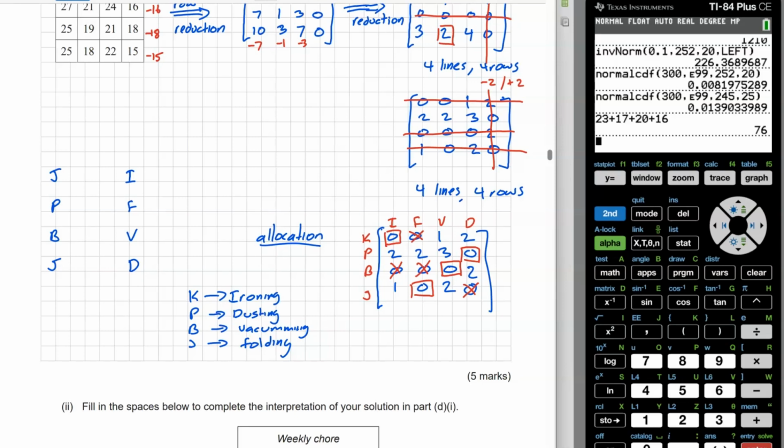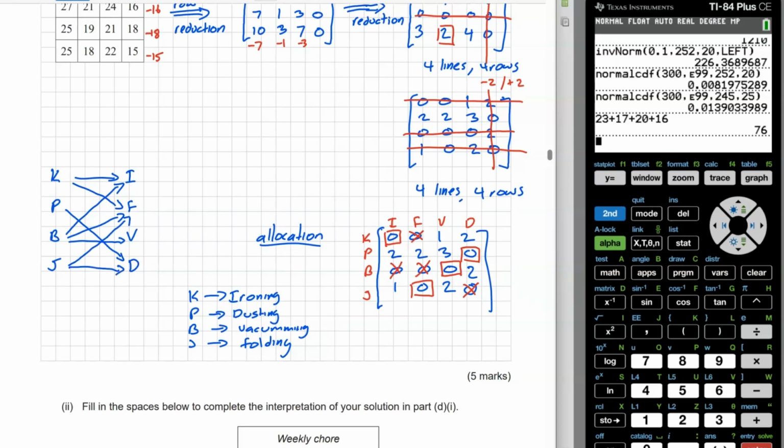So for instance, whoops, this one should have been a K at the start. So K can go to the ironing, but could also do the folding. P can go down here to the dusting. Bobby had a lot of arrows, so they could go up to the ironing, they could go to the folding, but also to the vacuuming. And then J could go up to the folding as well, and then also across to the dusting.